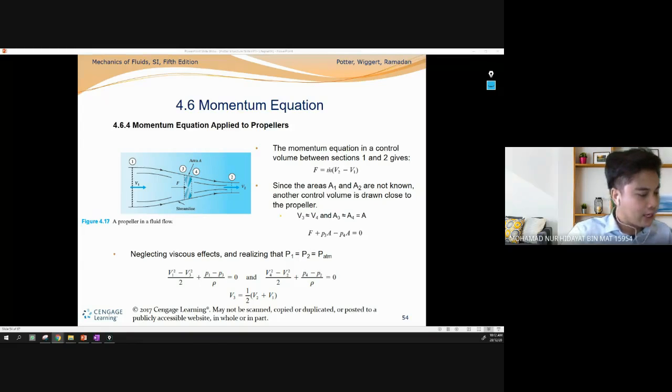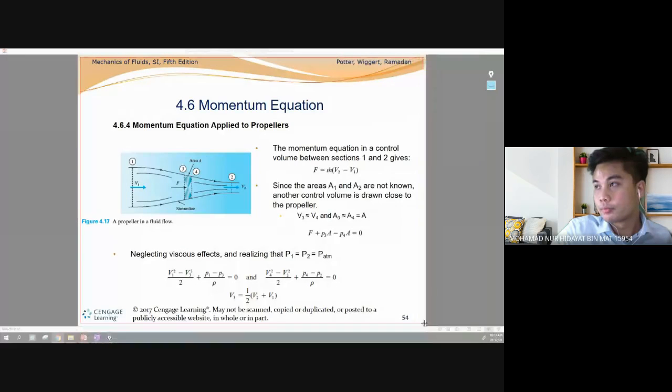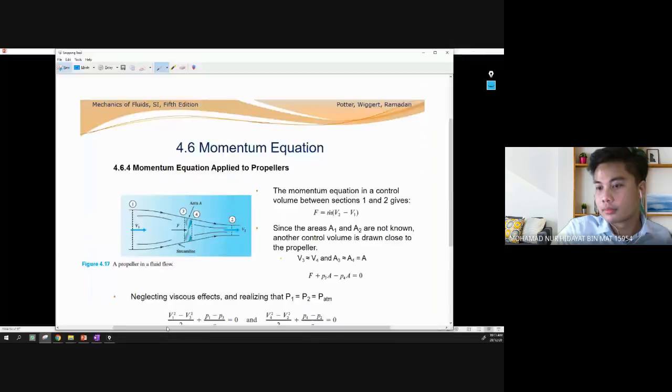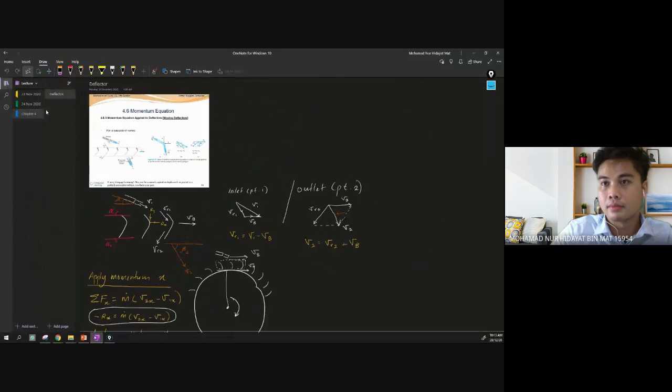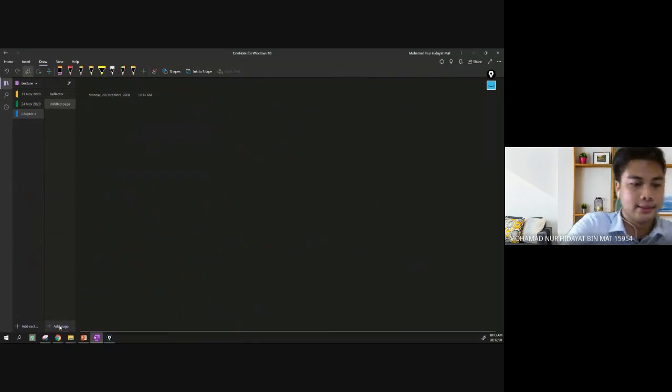Okay. So now we're going to play around with the energy equation and Bernoulli equation. That's why your fundamental on the Bernoulli and energy equation is very important. So here, this is propeller.